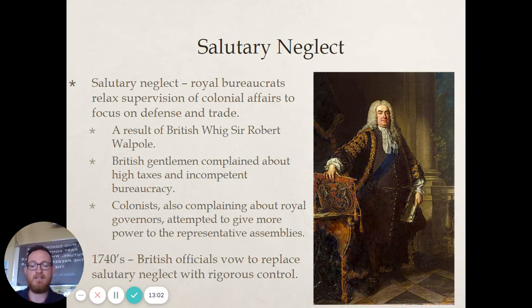Now, salutary neglect. Royal bureaucrats, again, made the conscious decision to relax supervision of colonial affairs and to focus on defense and trade. And this is called salutary neglect. I always like to liken this to your parents basically saying, hey, these are the rules, but being very hands-off with them and letting you kind of do your own thing. So this idea of salutary neglect is that the British Whig, Sir Robert Walpole, is the one that created this idea.